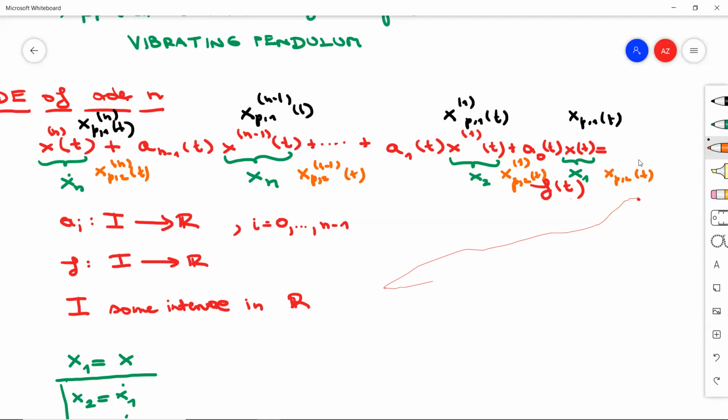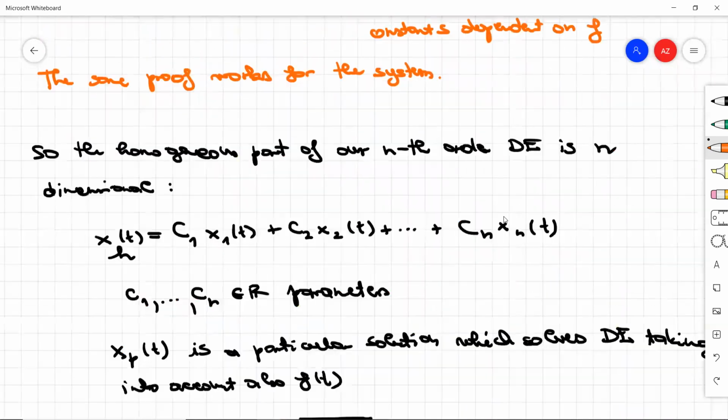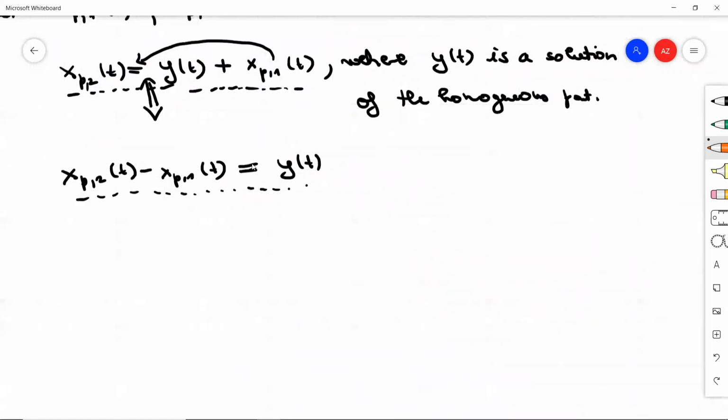Which means that the difference of the particular solutions solves the homogeneous part, which proves what we wanted. So this is in fact what we were proving. So xp2 minus xp1 solves the homogeneous part of the DE, which means that it should be this y(t), because we said y(t) is some solution of the homogeneous part.